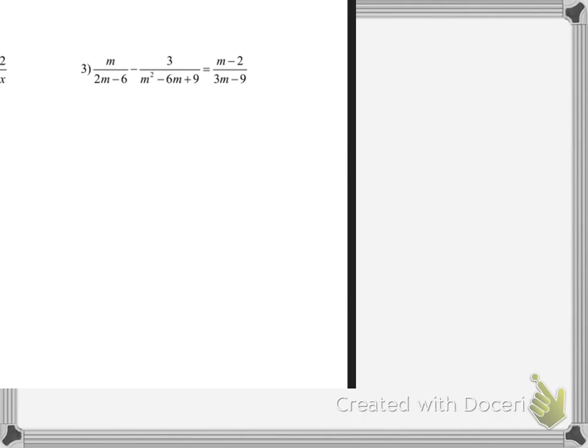Alright, in this next problem, you still want to think factor the denominator, right? So if you factor that, you take out a 2, you're left with m minus 6. I see a minus here in the middle, so I'm going to move that minus with the 3, and then I'm going to factor this on bottom, so that's going to be m minus 3, m minus 3. This one, take out a 3, you're left with m minus 3.